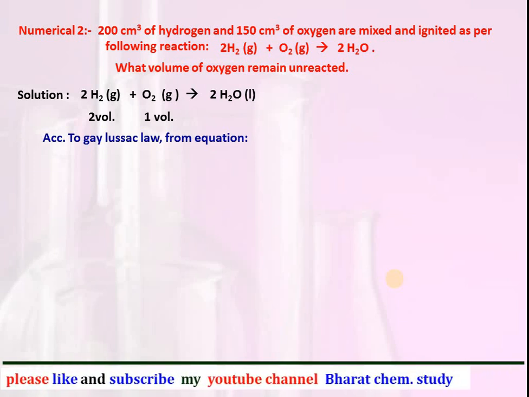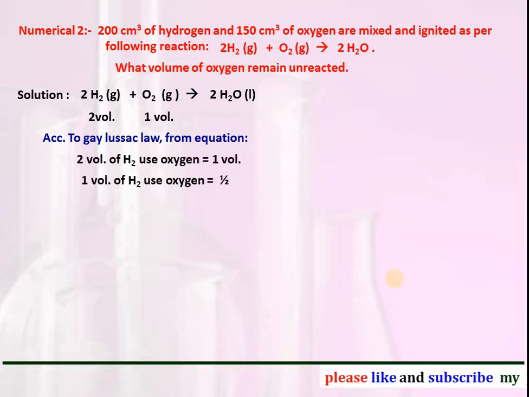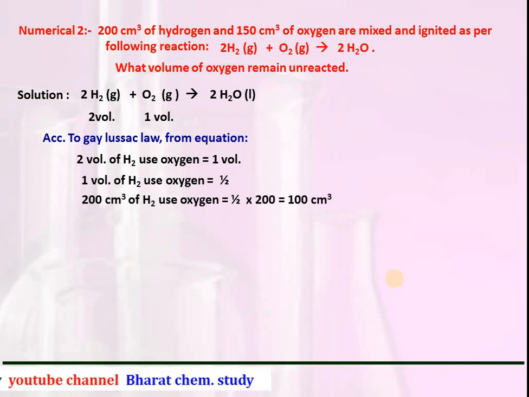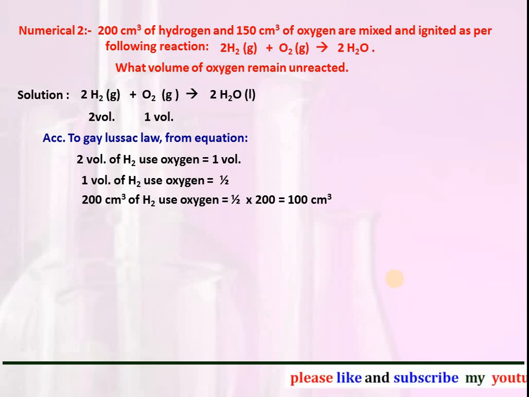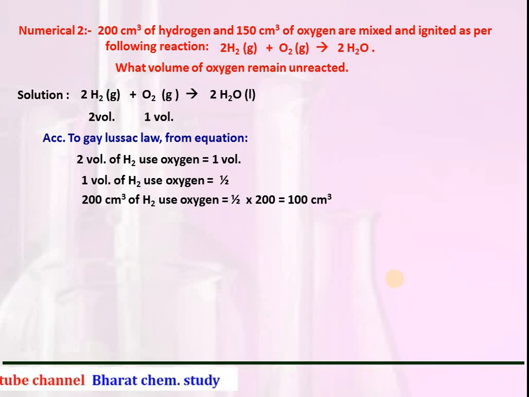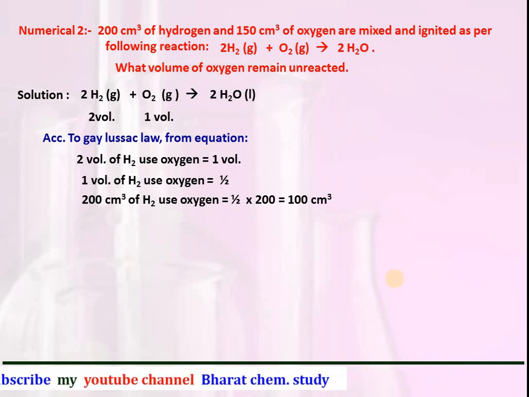So according to the equation, 2 volumes of hydrogen use 1 volume of oxygen. Therefore, 1 volume of hydrogen requires half volume of oxygen, and 200 centimeter cube of hydrogen requires oxygen equal to half into 200, that means 100 centimeter cube. So from this, it is clear that 200 centimeter cube of hydrogen requires only 100 centimeter cube of oxygen, but the oxygen given is 150 centimeter cube.